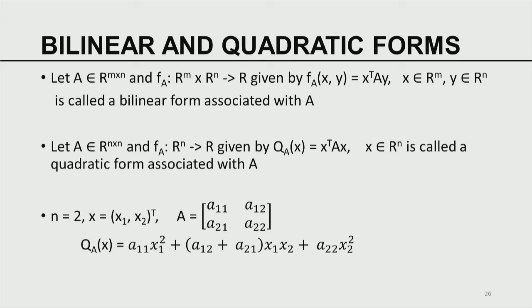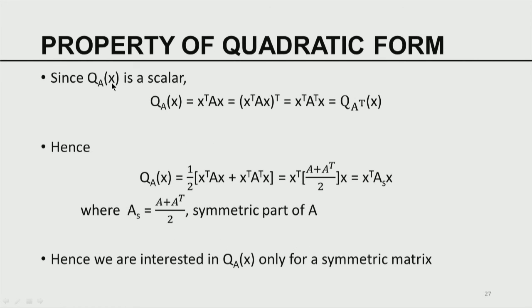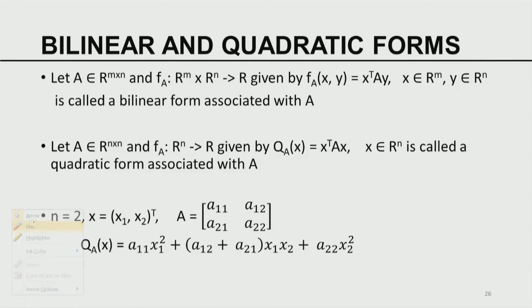The next set of ideas for matrix theory are called bilinear and quadratic forms. Let A be a matrix of size m by n. I am given two vectors, x in Rm, y in Rn. I can define a functional defined by A, which is a of x of y, x transpose Ay. That is called a bilinear form. It is linear in x, it is also linear in y. Because it is linear in two variables at a given time, it is called bilinear.